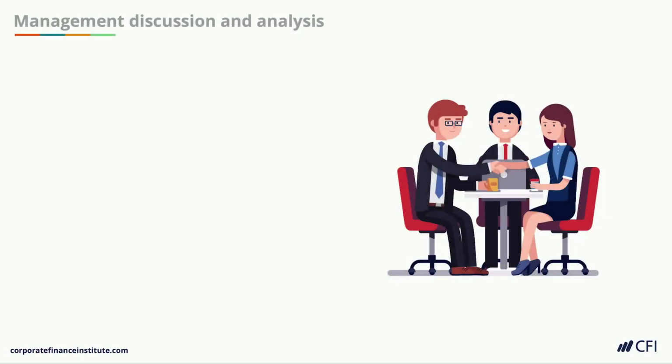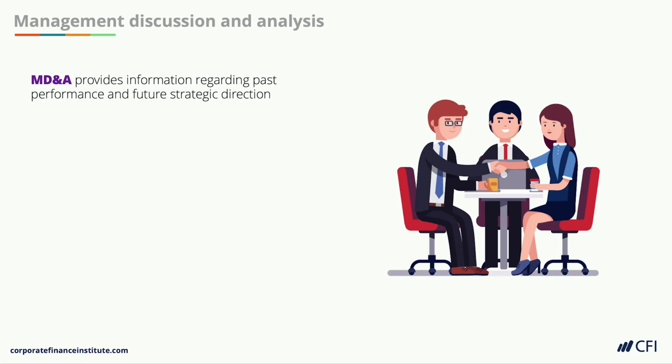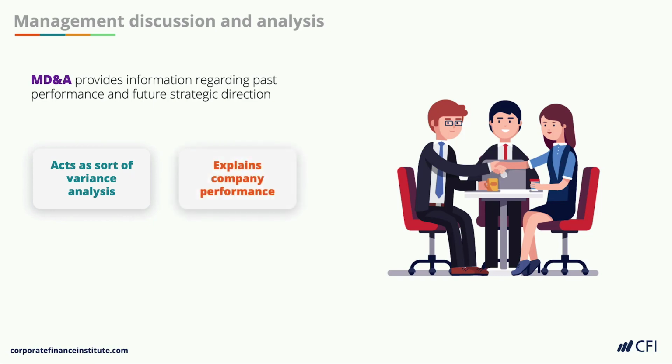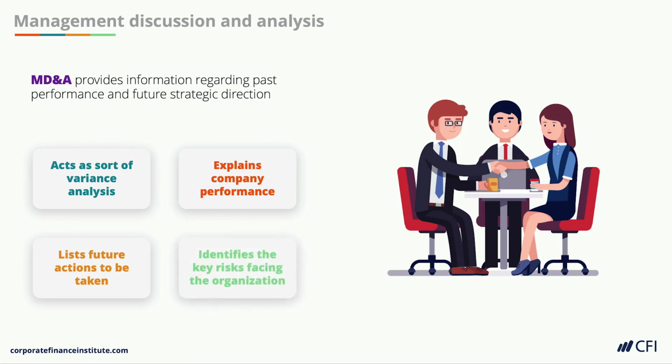The Management Discussion and Analysis section, or MD&A, provides important information regarding the past performance and the future strategic direction of the company. The MD&A provides the financial highlights and is meant to be read as part of the overall financial reporting and acts as a sort of variance analysis, explaining why the company performed as it did and what future actions would be taken as a result of the performance. The MD&A also includes a description of the key risks facing the organization and how those risks are being mitigated or managed.